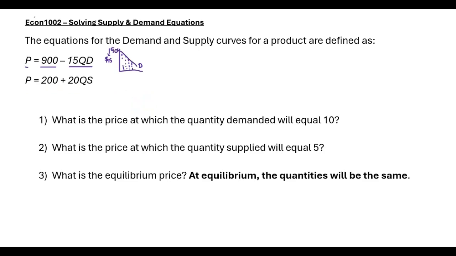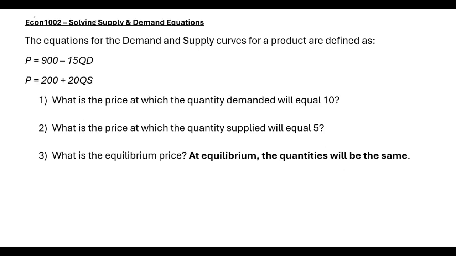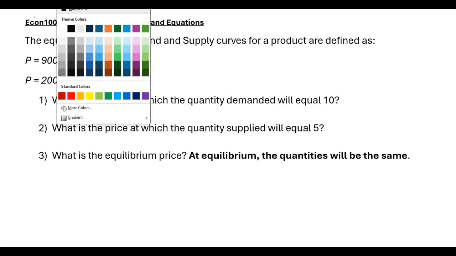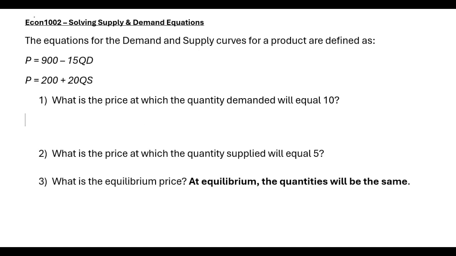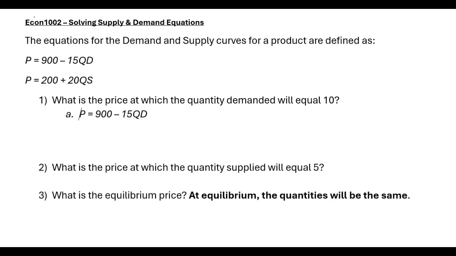And I just want to show you how to work with these equations to solve for different quantities, different prices at different quantities, and also for how to solve for equilibrium on these types of equations. So if I want to solve for question number 1 here, what is the price at which the quantity demanded is equal to 10? So I have 10 units being demanded. We'll underline that. That's the quantity demanded, and I've given an equation to solve for that.